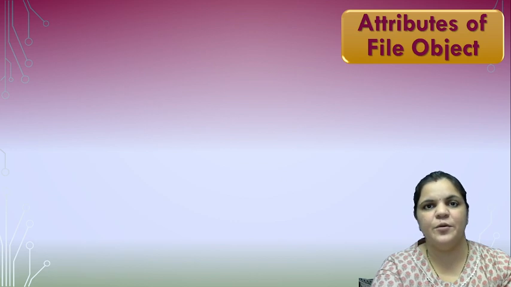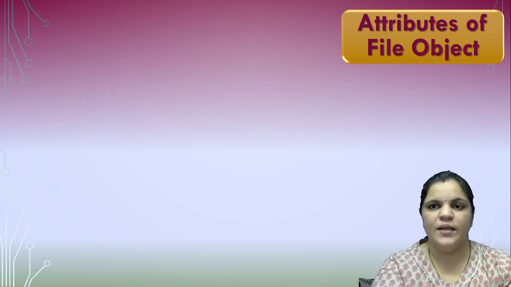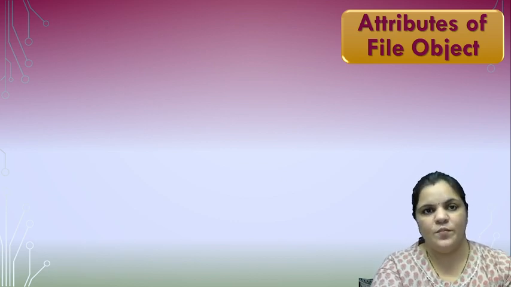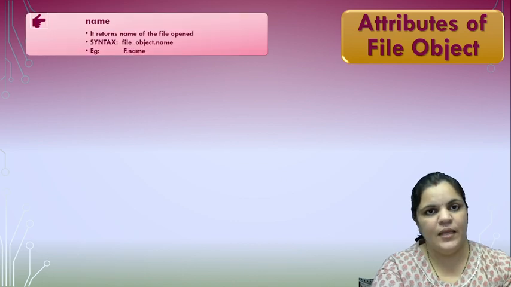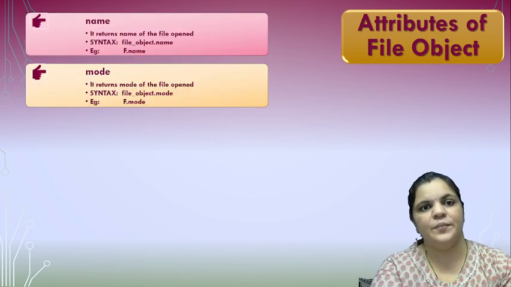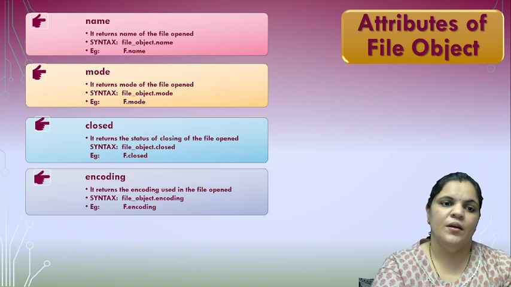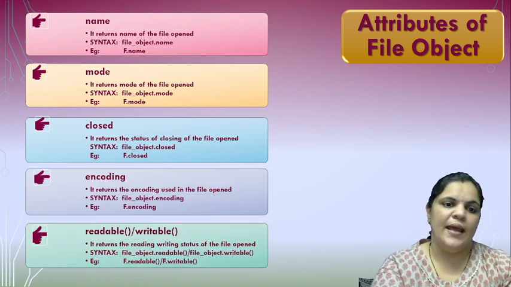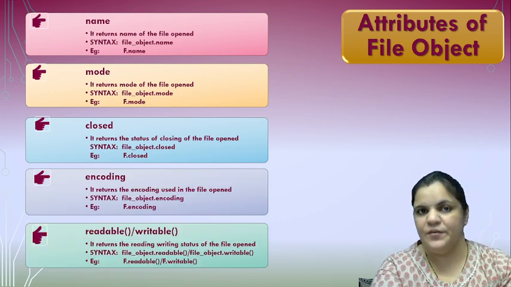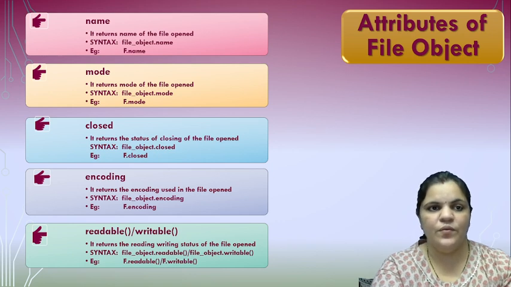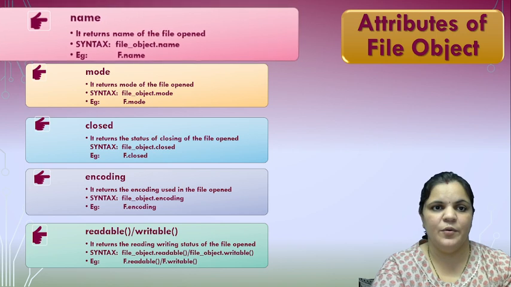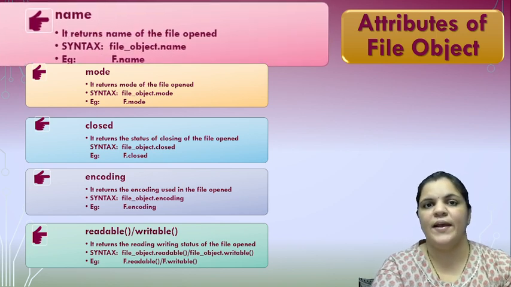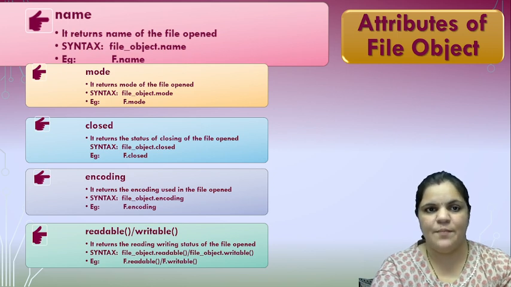Now comes the attributes of file object. There are many attributes of file object: name attribute, mode attribute, closed attribute, encoding attribute, and readable or writable attribute. Now we will discuss all these one by one. The name attribute returns the name of the file opened. Its syntax is file object dot name, example f.name.